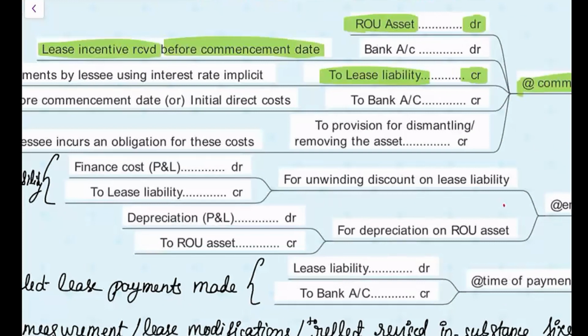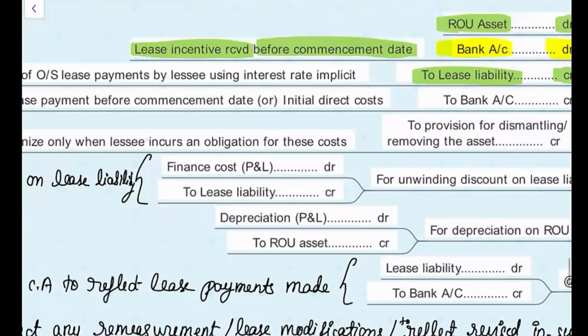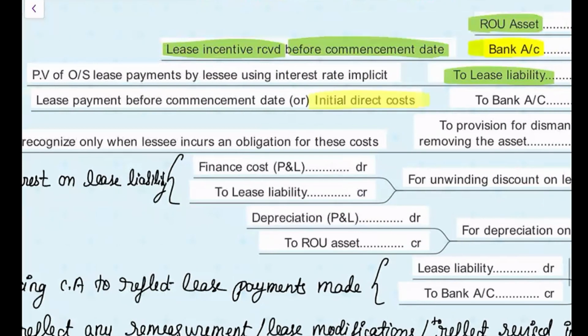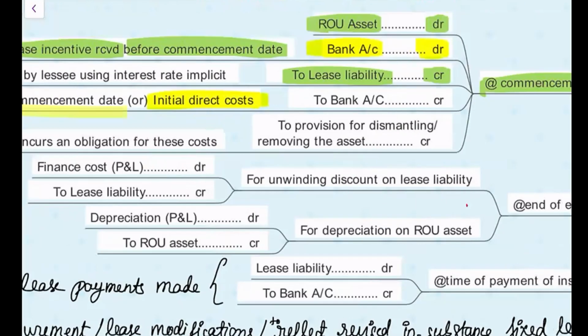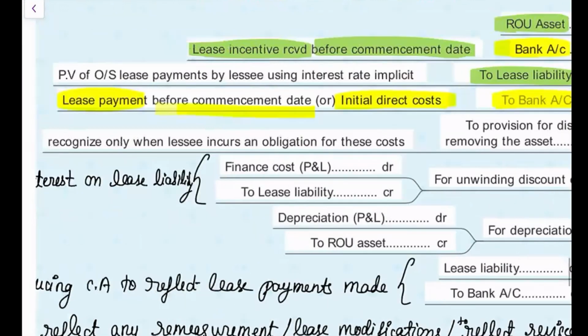when you receive the lease incentive, that is money from the lessor, you will write bank account debit, because this is in the books of the lessee. So bank account debit, money will come in. And in case you have paid any initial direct cost, or you have made any lease payment before the commencement date itself, then it's a payment from your side. So to bank account credit, you have made a payment.